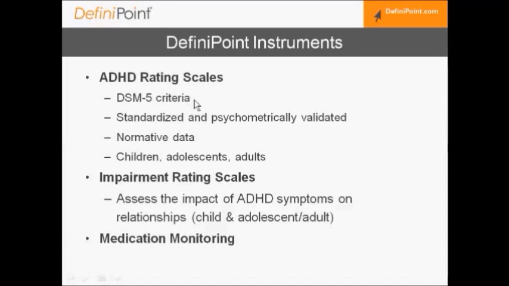These are standardized, psychometrically validated scales. There's normative data available for them. We have versions appropriate for children, adolescents, as well as adults. The impairment rating scales can be used for evaluation of outcomes and assess the impact of ADHD symptoms on relationships around the child or individual. And then we also have a medication monitoring tool that looks at efficacy as well as symptoms.